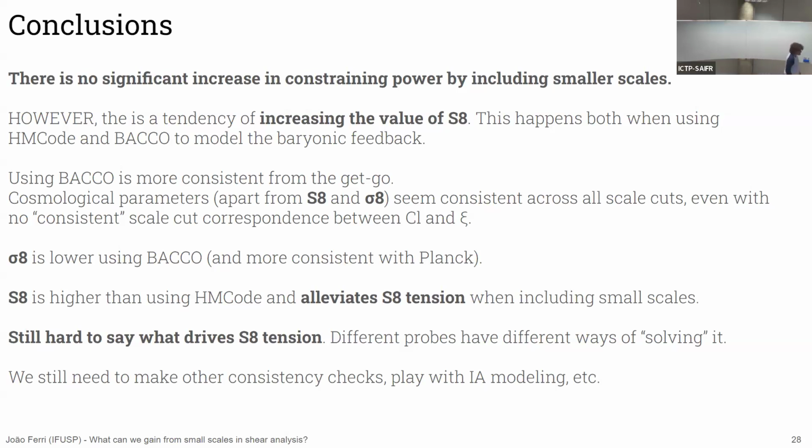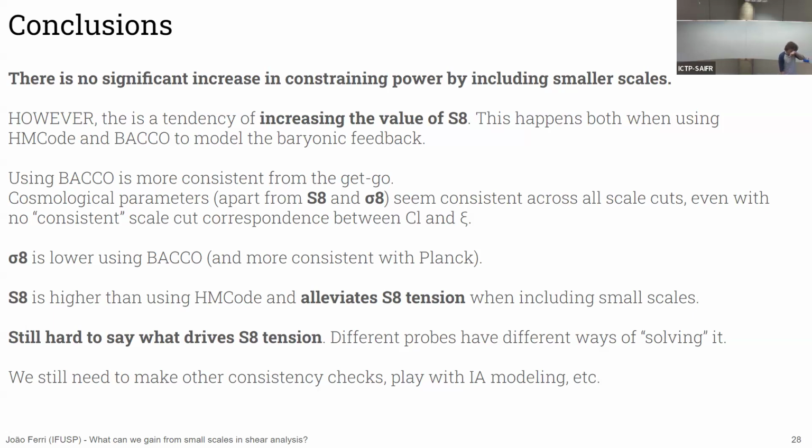I have a few comments. First, I never lost my sleep because of S8 tension. Nowadays, I don't think the S8 tension is taken so seriously. And the other thing is, you mentioned a paper of Cyril Doux, in 2021, if I'm not mistaken. I think it's 2020 or 2021.